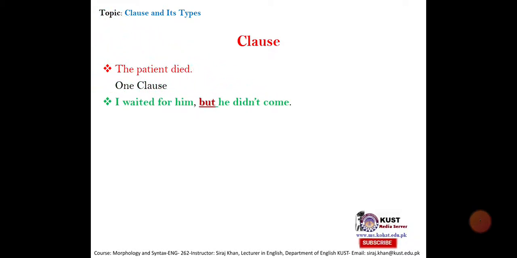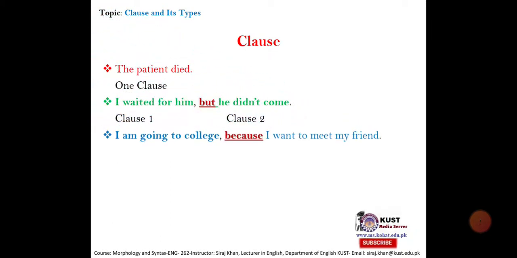Another example, I waited for him, but he didn't come. We got two clauses connected with a coordinating conjunction, but. Clause 1 and clause 2, both of these are independent clauses. A coordinating conjunction gives us two independent clauses in a compound sentence. We call it a compound sentence where two independent clauses are used.